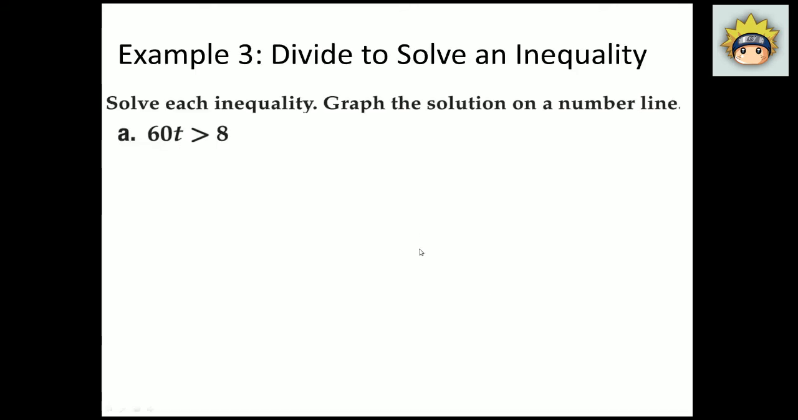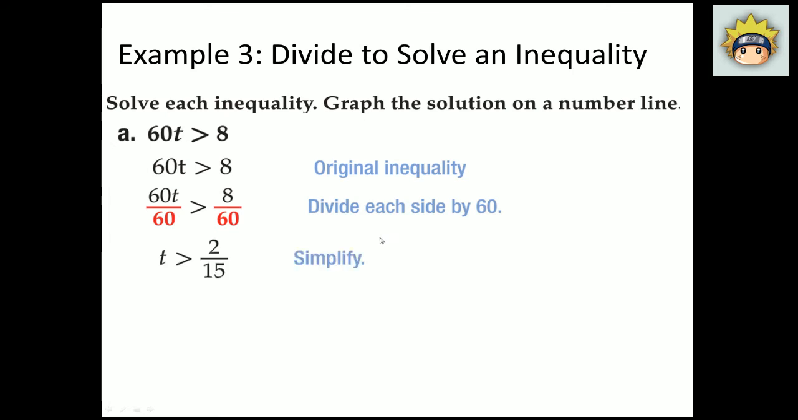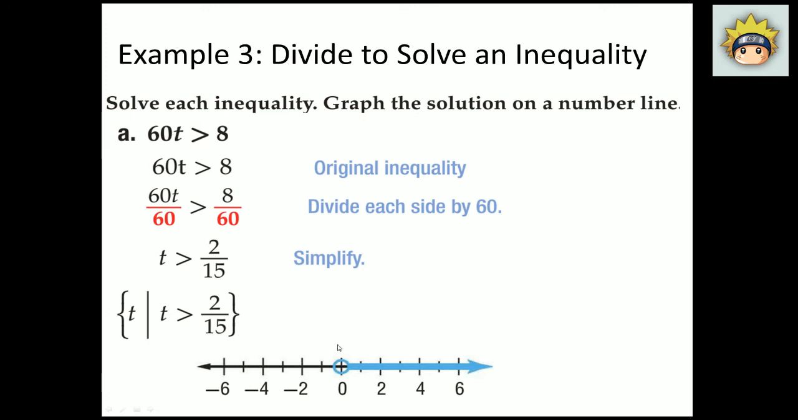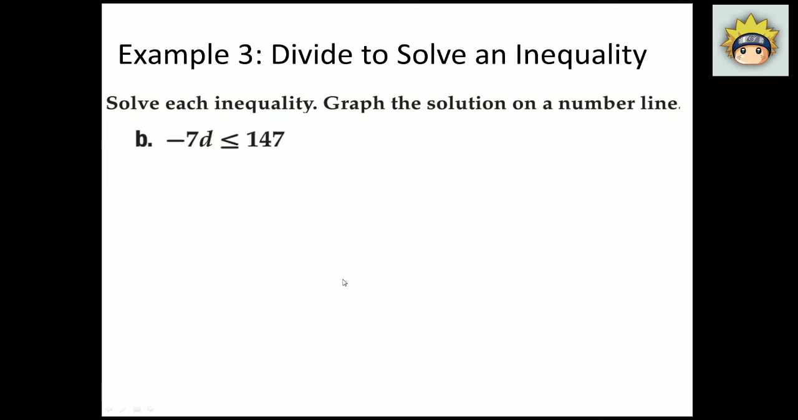Alright, let's see this. 6t is greater than 8. I wrote my original equation. Divide by 6. 6t divided by 6 is just t. 8 divided by 6 is just 2/15. The inequality did not change because I divided by a positive value. This is my solution set: t is greater than 2 over 15. This is a little bit off, right? Because 2 over 15 is a very small decimal number between 0 and 1. Okay? Let's do this one.